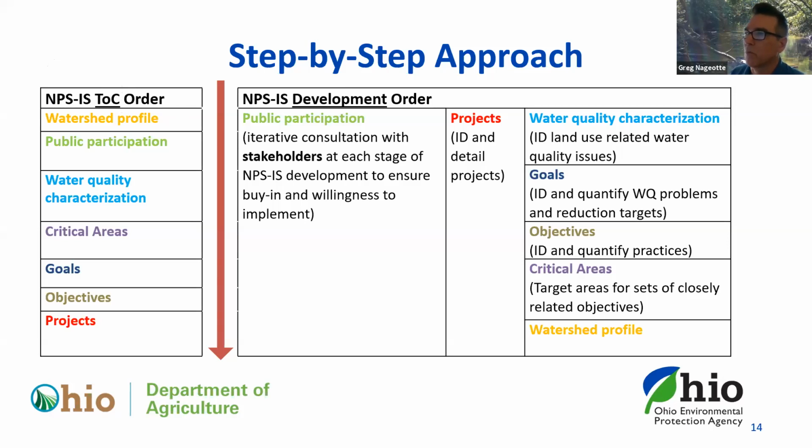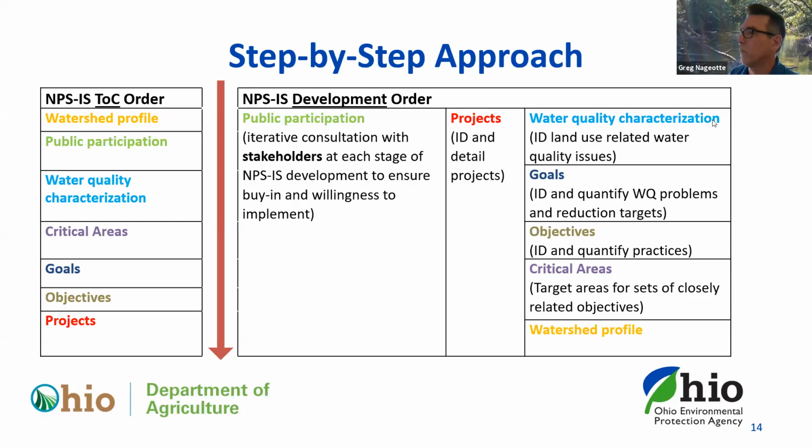A watershed summary. What was your public participation like, your stakeholder involvement? Water quality characterization leads to the critical areas, the goals, the objectives, and then you drill down finally to the most detailed, which is the project. However, in developing the plan, we need to think about it a little bit differently.